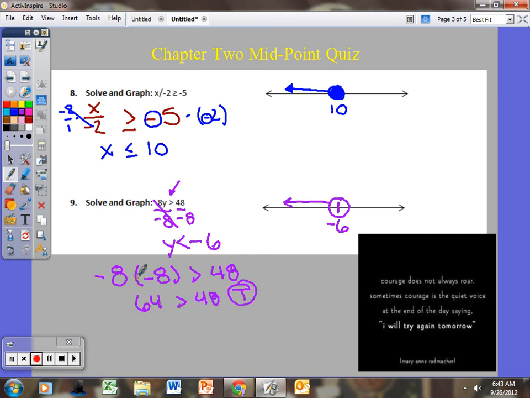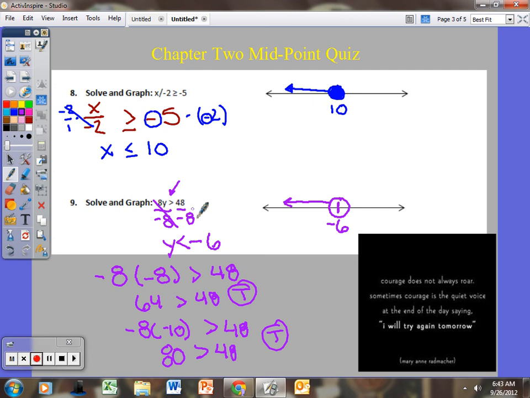If I want to try another value that's less than -6, let's try -10. -8 times -10 gives me 80, because a negative times a negative gives me a positive. Is 80 greater than 48? Yes, so that also is true. So that's another way to check your answer.